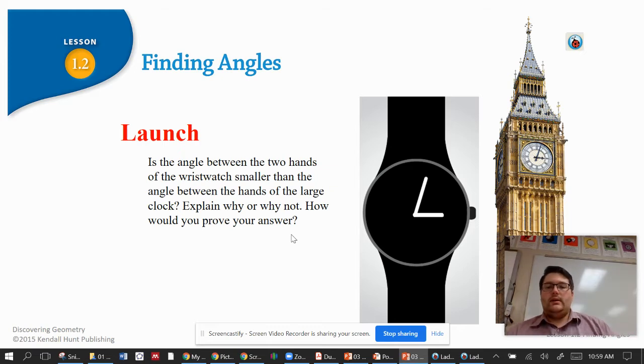Okay, so take a quick second here. Think about that question. You've got two clocks, basically a watch and then Big Ben in London. And the question is, is the angle between the two hands of the wristwatch similar to, or smaller than, the angle between the two hands of the clock? And explain how you would know or why not.